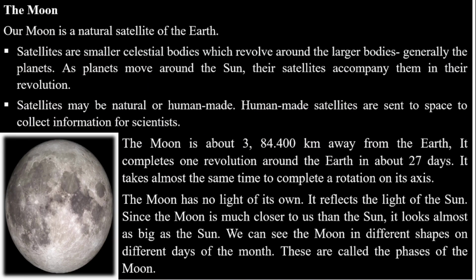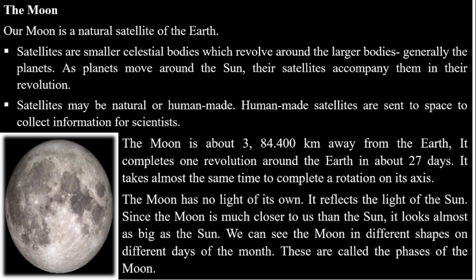Now we are going to study the next topic, that is the moon. Our moon is a natural satellite of the Earth. The reason the moon is a natural satellite of the Earth is because of a few reasons. Satellites are small celestial bodies which revolve around larger bodies, generally planets. As planets move around the sun, their satellites accompany them in their revolution.